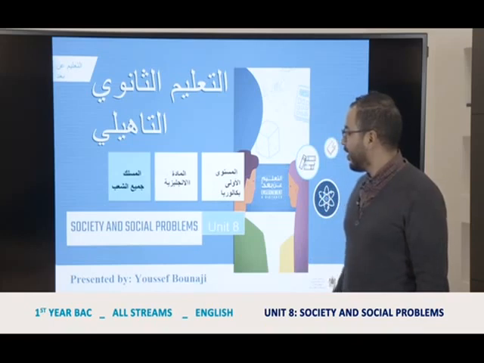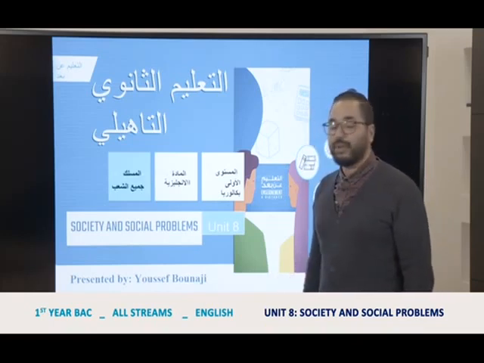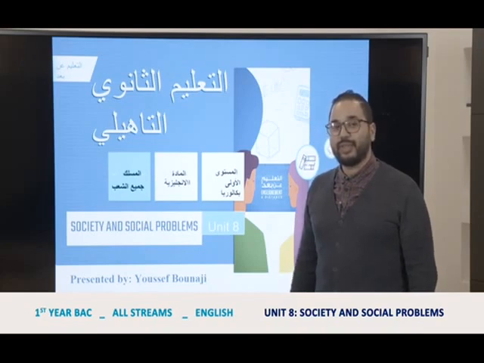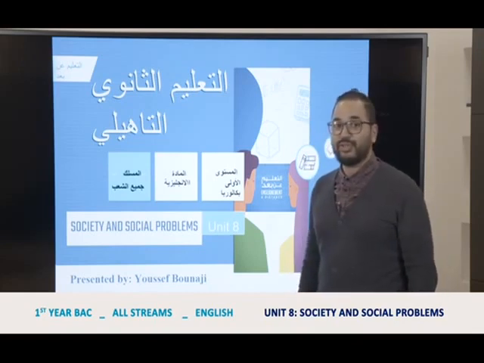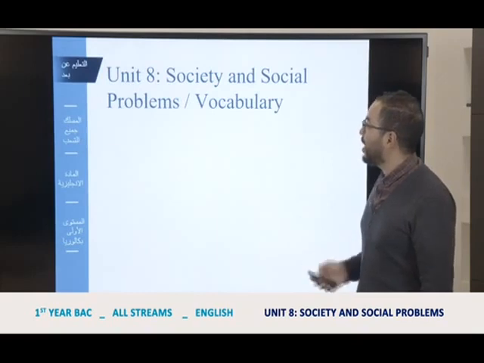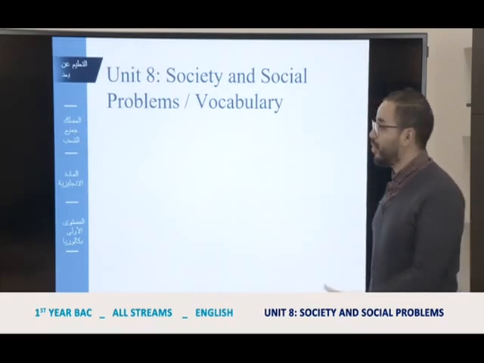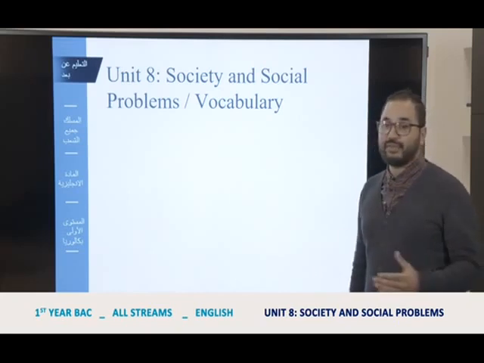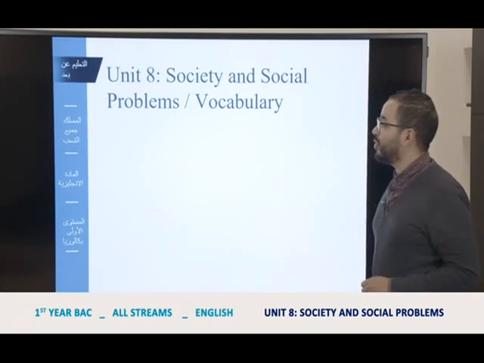Today, we start Unit 8, Society and Social Problems. The textbook is Gateway to English 1, First Year Baccalaureate, All Streams. And the first lesson, as you know, is vocabulary. So, Unit 8, Society and Social Problems, Vocabulary. I will show you some pictures that have a relation with society, and then we will talk about them.